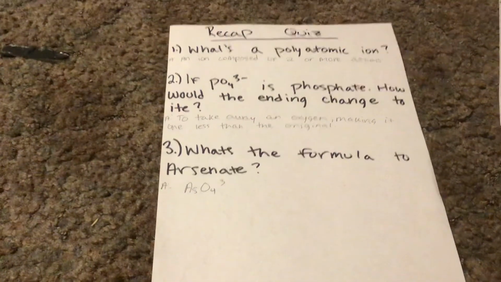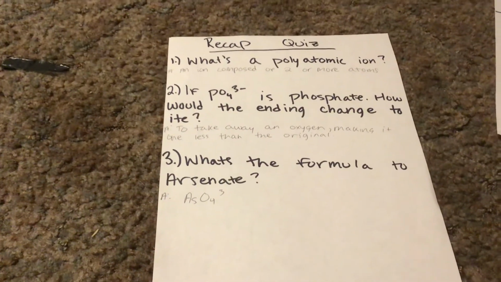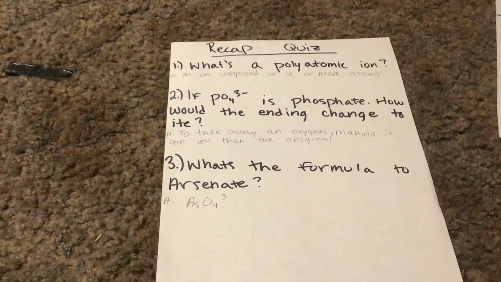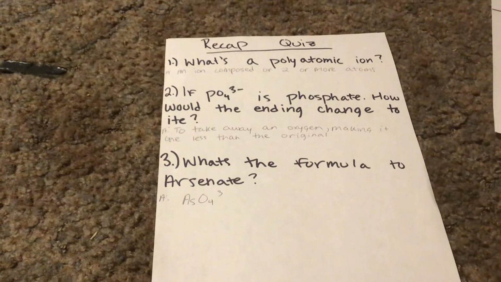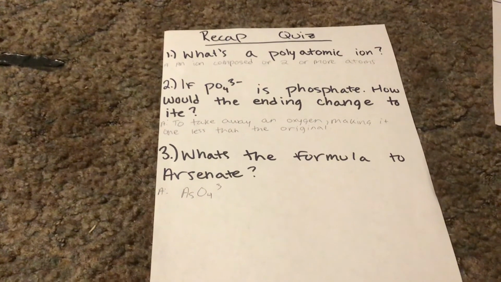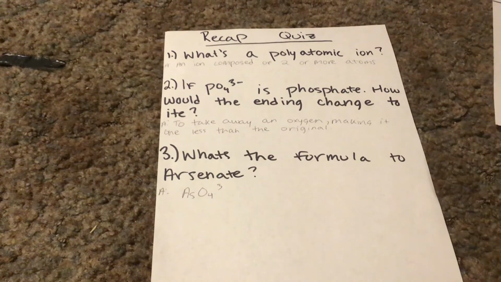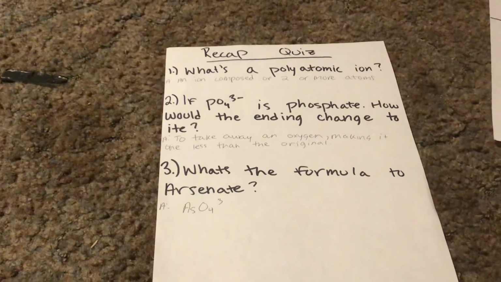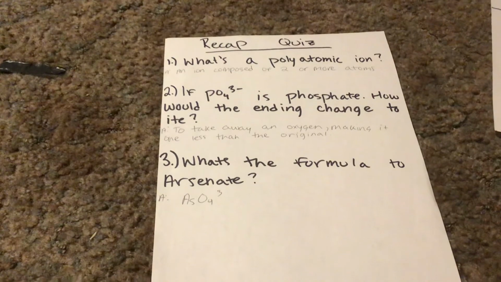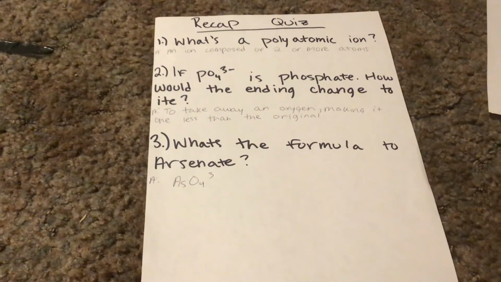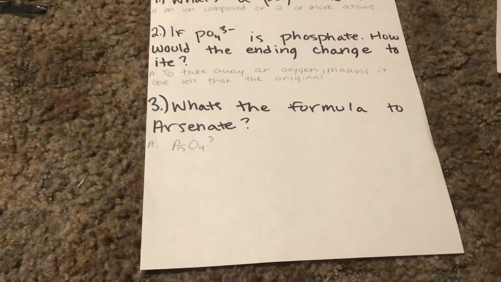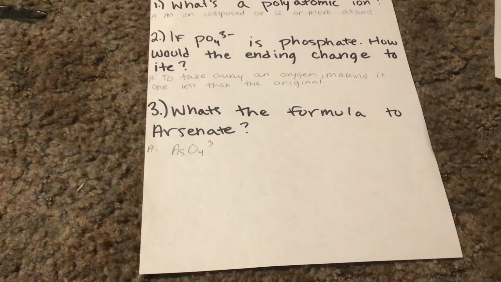For a quick quiz, as a recap, the first question is, what is a polyatomic ion? The answer would be an ion composed of 2 or more atoms. Second question is, if PO4 with a charge of 3- is phosphate, how would the ending change to "ite"? So A would be to take away an oxygen, making it 1 less than the original, changing the ending to "ite." 3. What is the formula to arsenic? The answer would be AsO4 with a charge of +3.